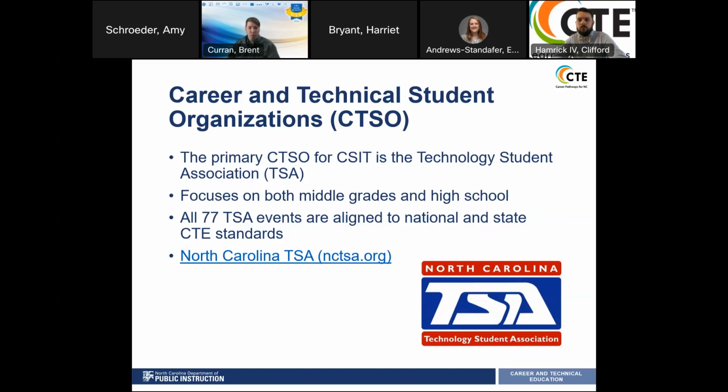These are intracurricular. Very often they're duplicated from the standards we have in our courses. Students in computer science and IT can participate in any CTSO. There are a few computer-related events in Skills USA and FBLA, but for the most part, we are going to push them to go towards TSA because all 77 of those events can be found in any of the courses and pathways that we're going to talk about today. So it's the largest opportunity for those students to compete.